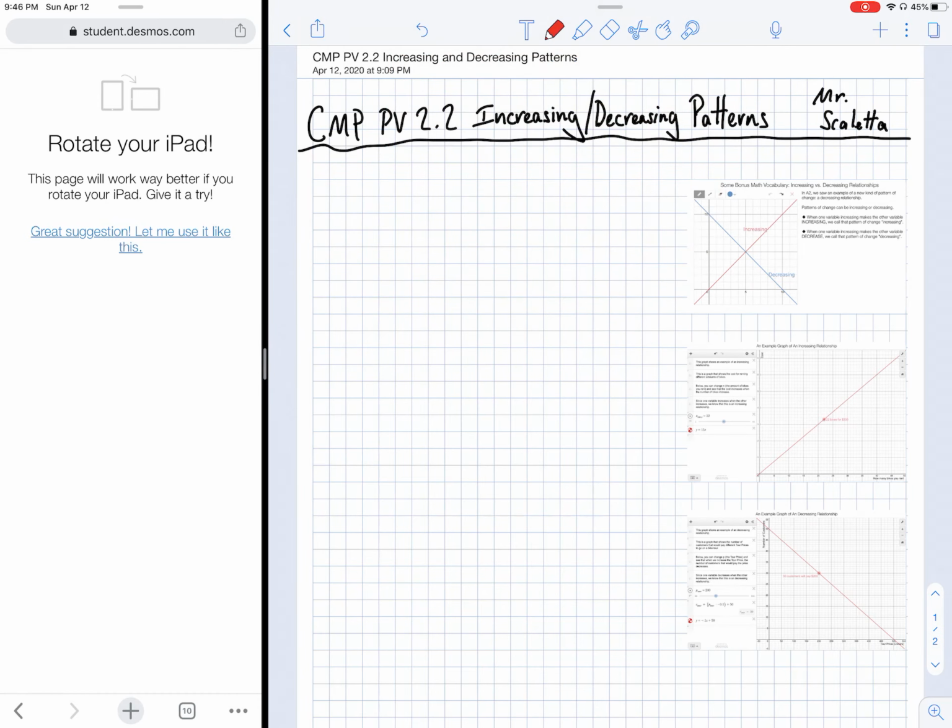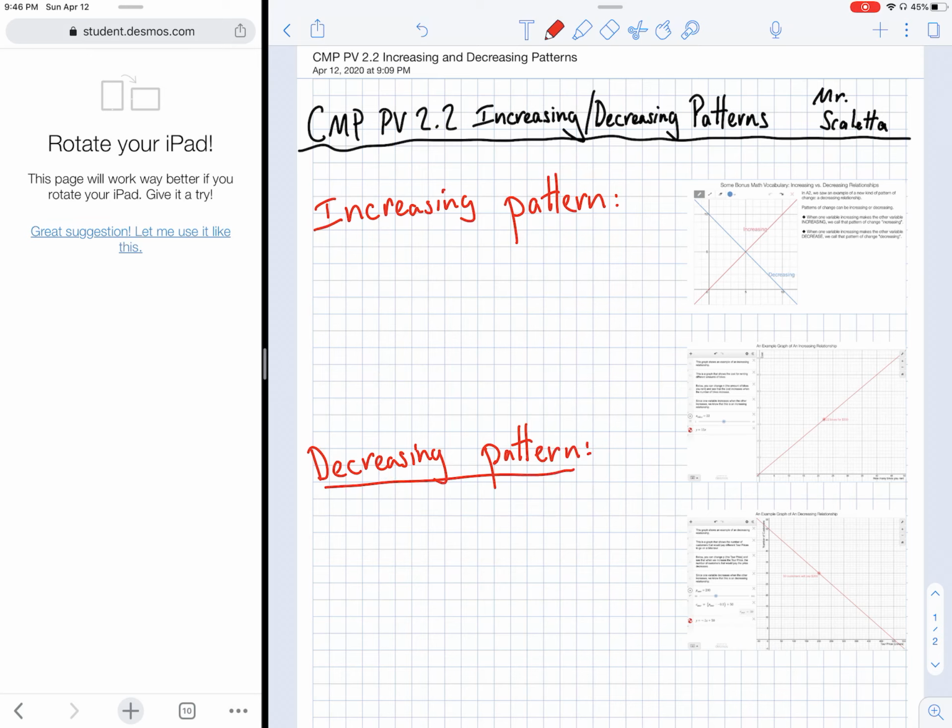So I titled my page and I put my name on the top right, so you should do that as well. And then I'm going to start just by putting those two terms on my notes. An increasing pattern, so a pattern that's increasing, and then a decreasing pattern. Okay, so put those two terms in our notes.